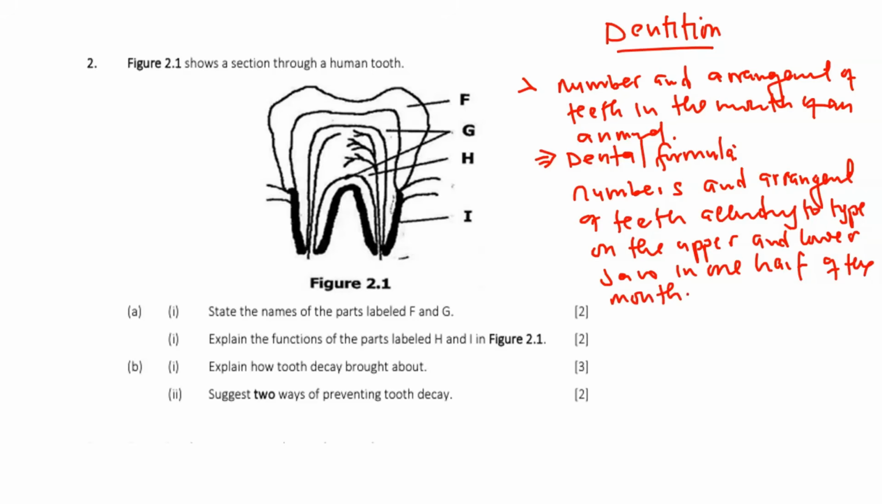So for the dental formula, we are looking at the numbers and arrangement of teeth according to type on the upper and lower jaw in one half of the mouth. That is how you define the dental formula.